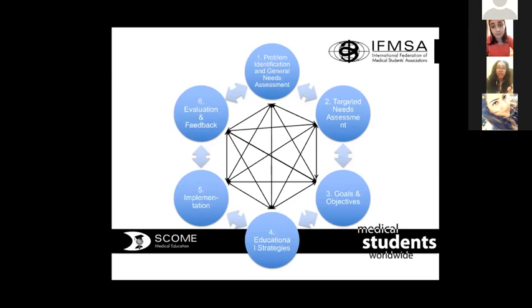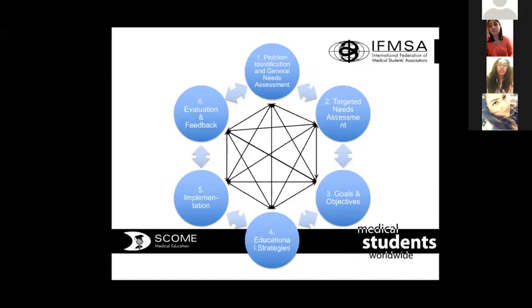The second step is targeted needs assessment. After identification of the problem, I perform a needs assessment to know more about the problem and where it is coming from, what I want to achieve, and how I want to solve this problem. The third step is goals and objectives. After acknowledging the problem and the targeted needs assessment, I have to set objectives and goals that I want to achieve by the solutions I want to implement.